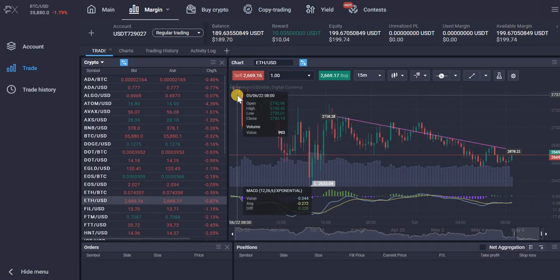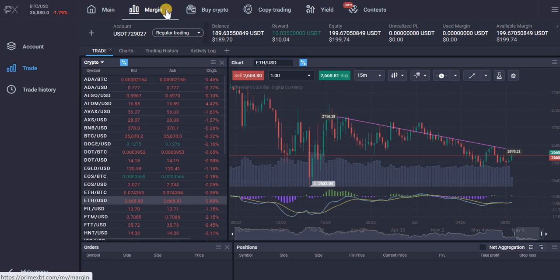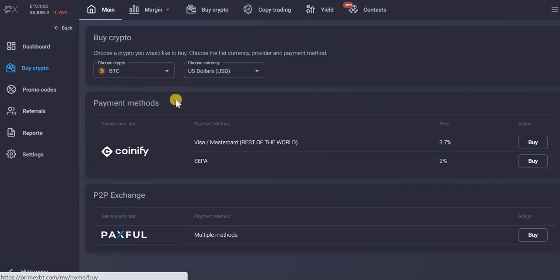This right here is all you need to know about the margin trade section. You can also buy crypto on the Primexbt exchange if you click on this. In this section, you can buy crypto with any of these platforms. You can use Coinify or Paxful to fund your account.